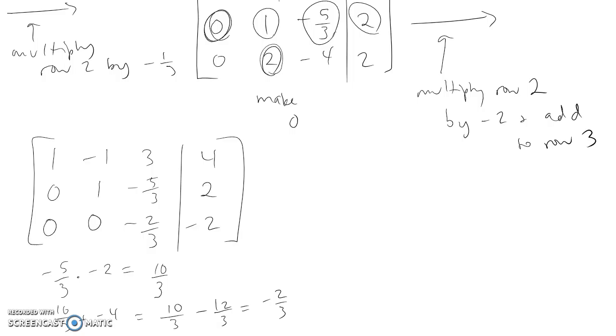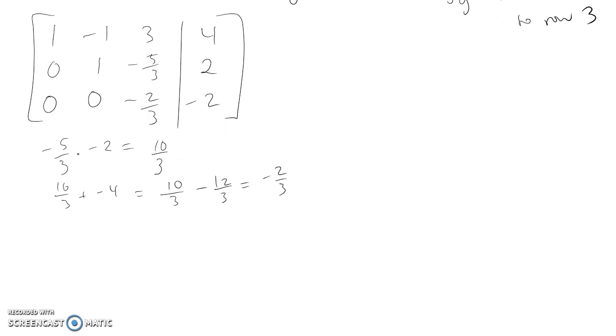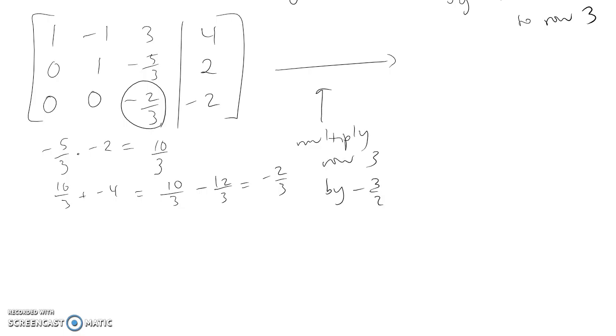All right, now where do we go from here? We've got this matrix that's getting close to what we want. The next thing we're going to do is make the -2/3 into a 1. How do we do that? Well, why don't we multiply row 3 by -3/2, since -2/3 times -3/2 is 1, since it's the reciprocal.